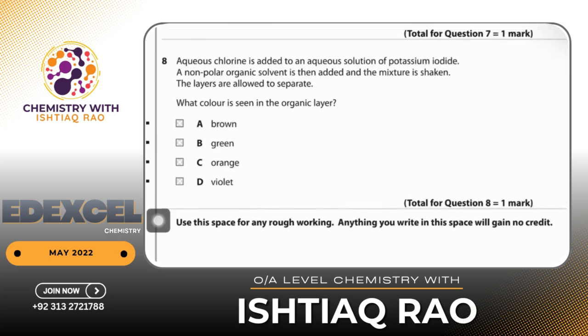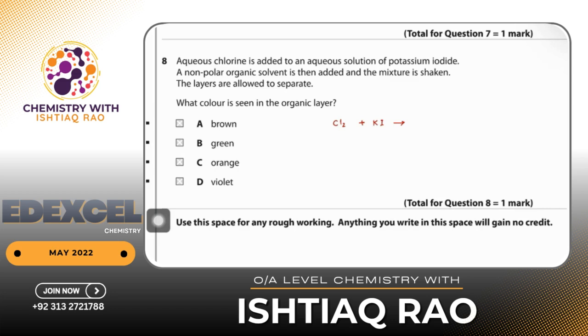Aqueous chlorine is added to an aqueous solution of potassium iodide. Means that chlorine is going to react with potassium iodide solution. A non-polar organic solvent is then added and the mixture is shaken. The layers are allowed to separate. What color is seen in the organic layer?